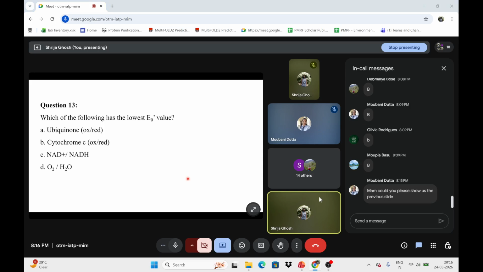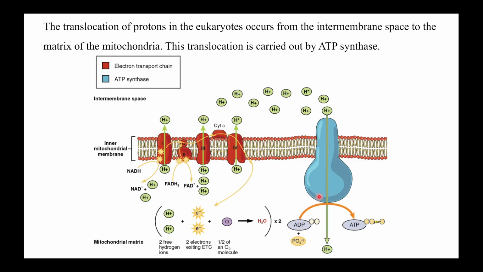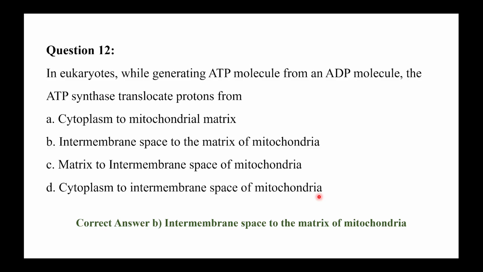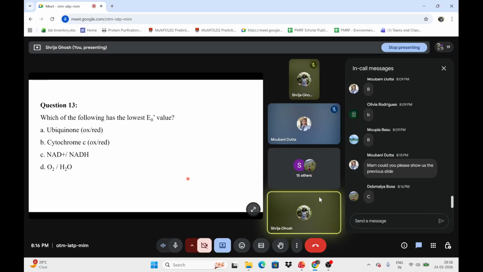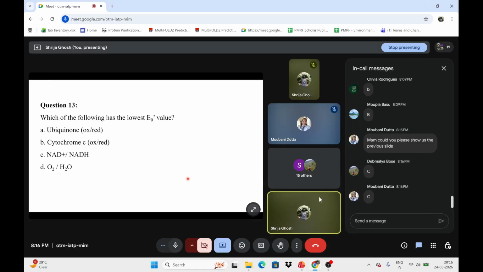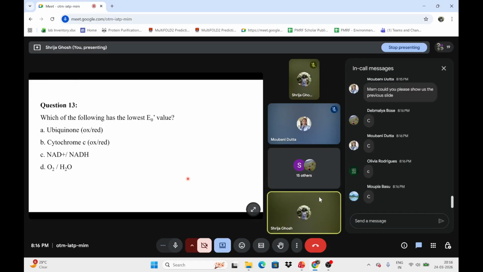This is the previous slide. Or do you want to see the question? Yes, ma'am. Thank you, ma'am. What would be the answer here? Which of the following has the lowest E naught value? All of you write your answers.